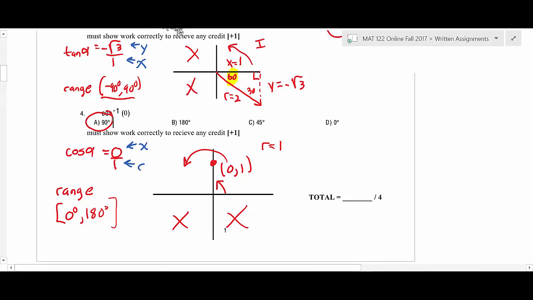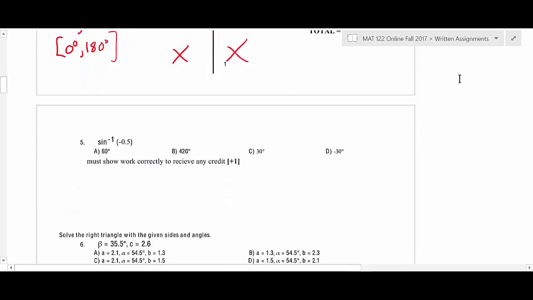Now, both of these two problems could be checked on your calculator, but if they come from special values or a special triangle, you want to reason them out in your head.